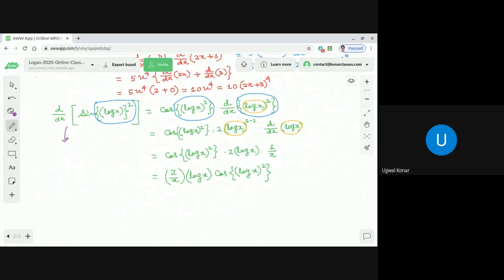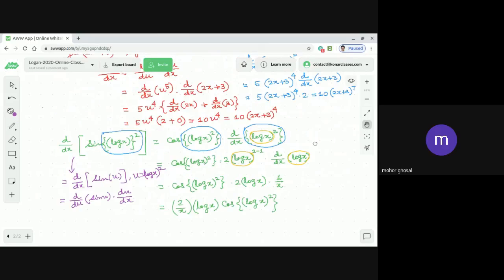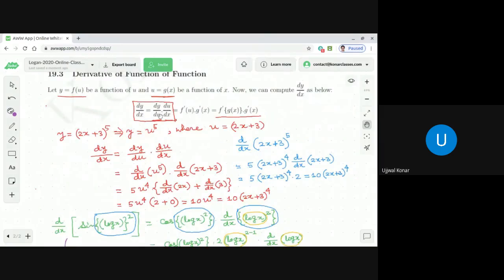So what you'll do? You can write d dx of sine of u, where u is equal to log x whole square, correct, na? So d dx of sine u, how can we do? We can do d du of sine u into du dx. We just learned function of function, that is called chain rule, correct or not? dy dx equal to dy du into du dx.